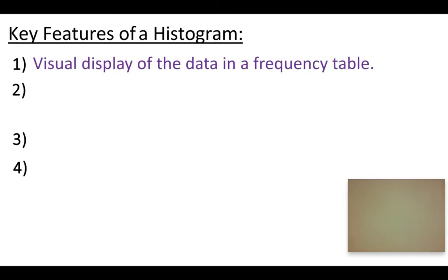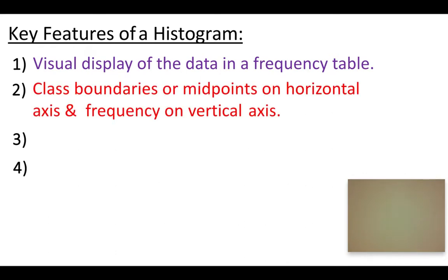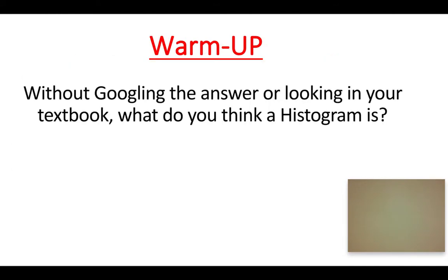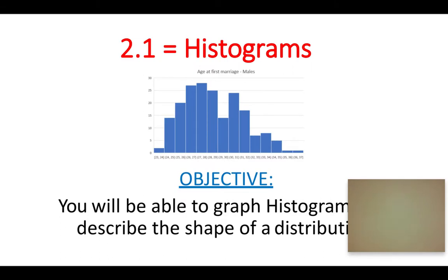So first of all, just a few features of the histogram. One thing is it's a visual display, or I could think of it as a graph in some sense, of a frequency table. Typically on the x-axis, or the horizontal axis, we're going to put the class boundaries, like this last one had. It actually doesn't have the boundaries so well. It's more of just the classes.